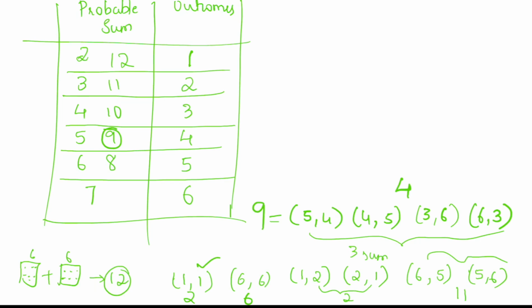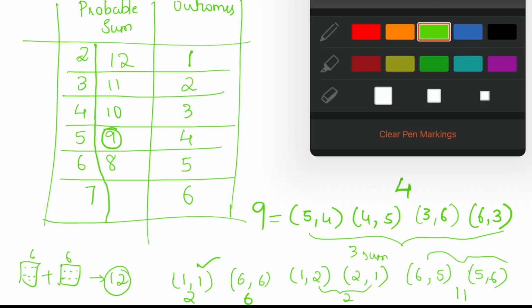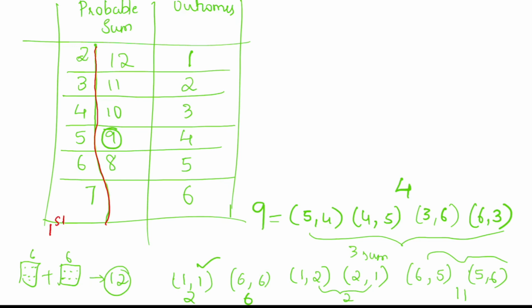Okay, so this table: 2, 3, 4, 5, 6, 7, 8, 9, 10, 11, 12. This is one group, that is the first group, and this is the second group. How to remember this, I am telling. Always remember, if the number is in the first group, deduct 1 from that, and whatever number you get will be the number of outcomes.